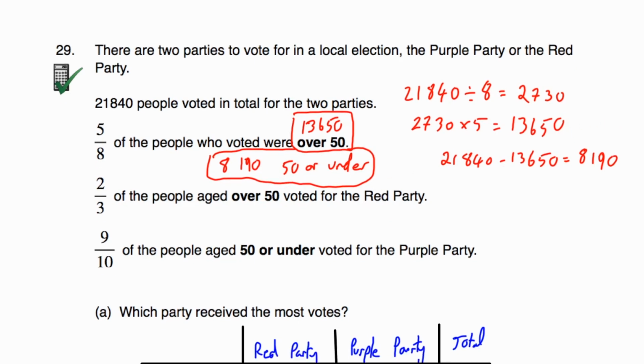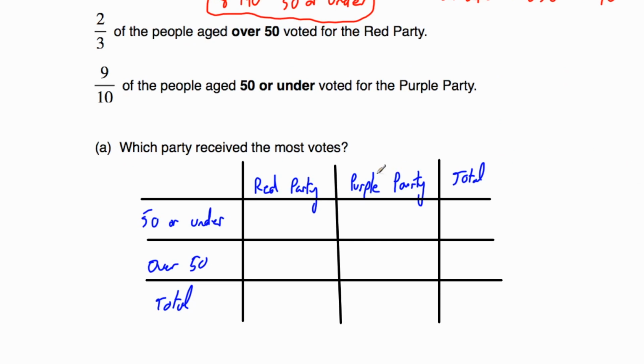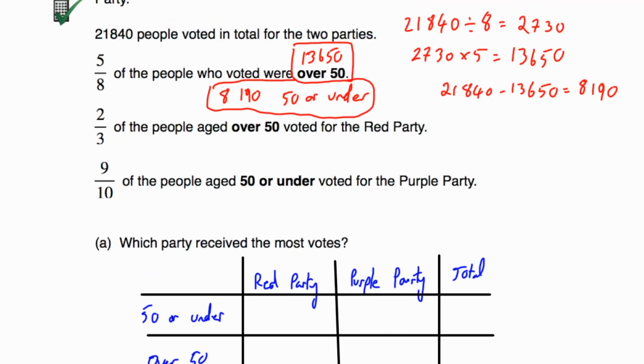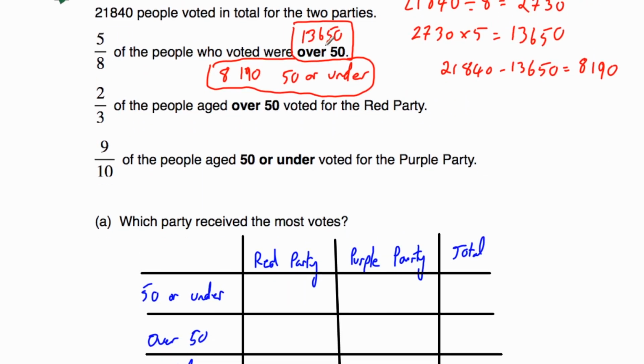So what I've actually done is I've drawn a 2-way table, and in this 2-way table we've got the Red Party, the Purple Party, and the total, and we've got 50 or under, over 50, and total. And I've just drawn this 2-way table just to organize this information. So let's fill it in with the numbers that we know so far. So we know that there's 13,650 people that are over 50. So that is 13,650 people that are over 50.